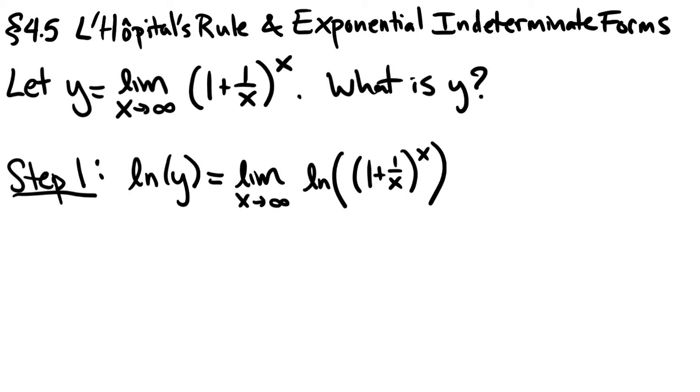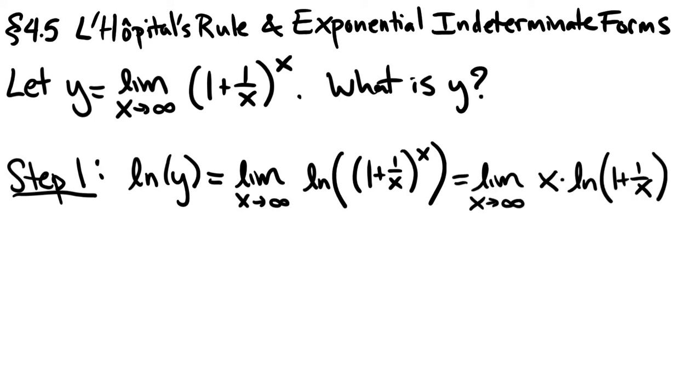Now, inside the limit, we have this ln of something, and we can use log rules to reduce that. So we wind up with the limit of x times the natural log of 1 plus 1 over x. In other words, our original exponent times the natural log of our original base. That was step 1. We just applied the natural log.